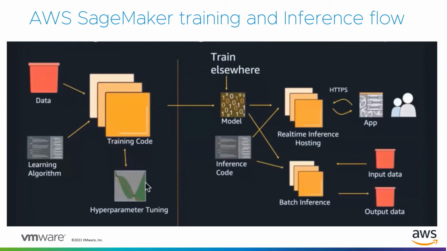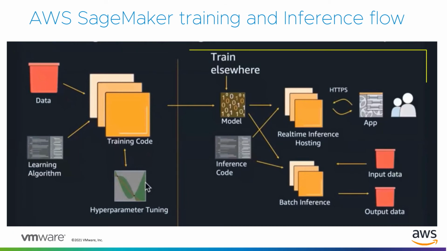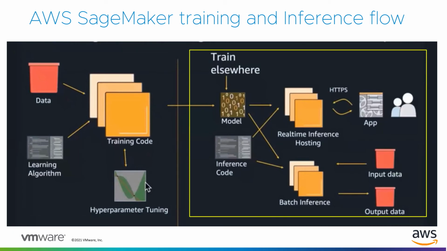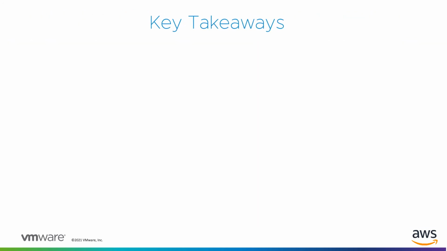Let us look at the AWS SageMaker training and inference flow. The left-hand side shows the on-premise training where a general model is created. On the right-hand side, a well-tuned model, built with transfer learning, is generated, exported, and deployed to SageMaker endpoints using a workflow as shown. Key takeaways.